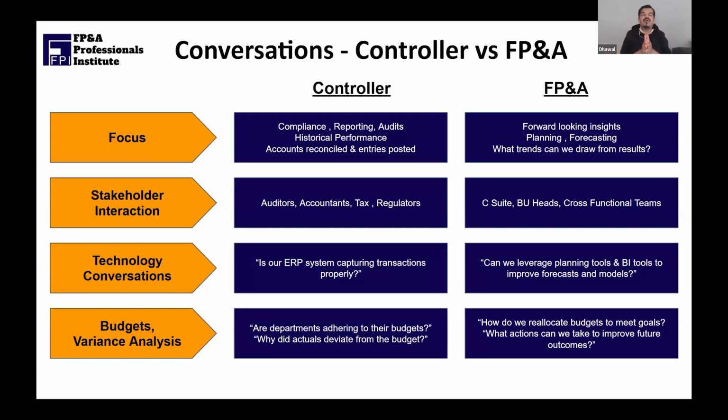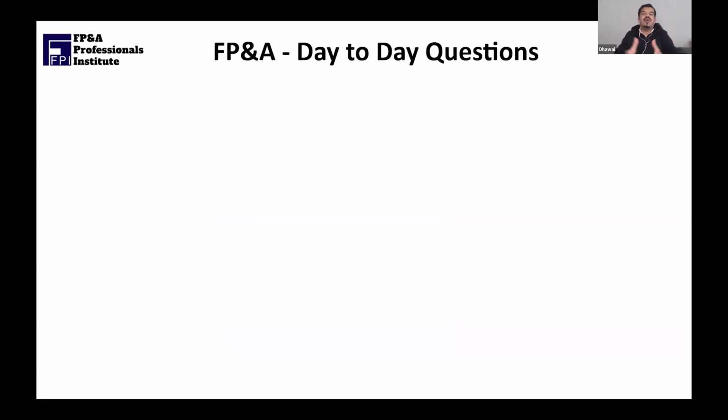I hope you are now able to get an idea of what happens and what some of the conversations are in the controller world compared to the FP&A world, and how they are distinct, how they are different from each other. Now, what are some of the day-to-day questions that might come to you as an FP&A professional? So now let's get into the character of an FP&A professional. Assume that you're an FP&A manager or an FP&A lead. What are some of the questions that might come to you from different business stakeholders? Question number one, again, these are some representative examples.